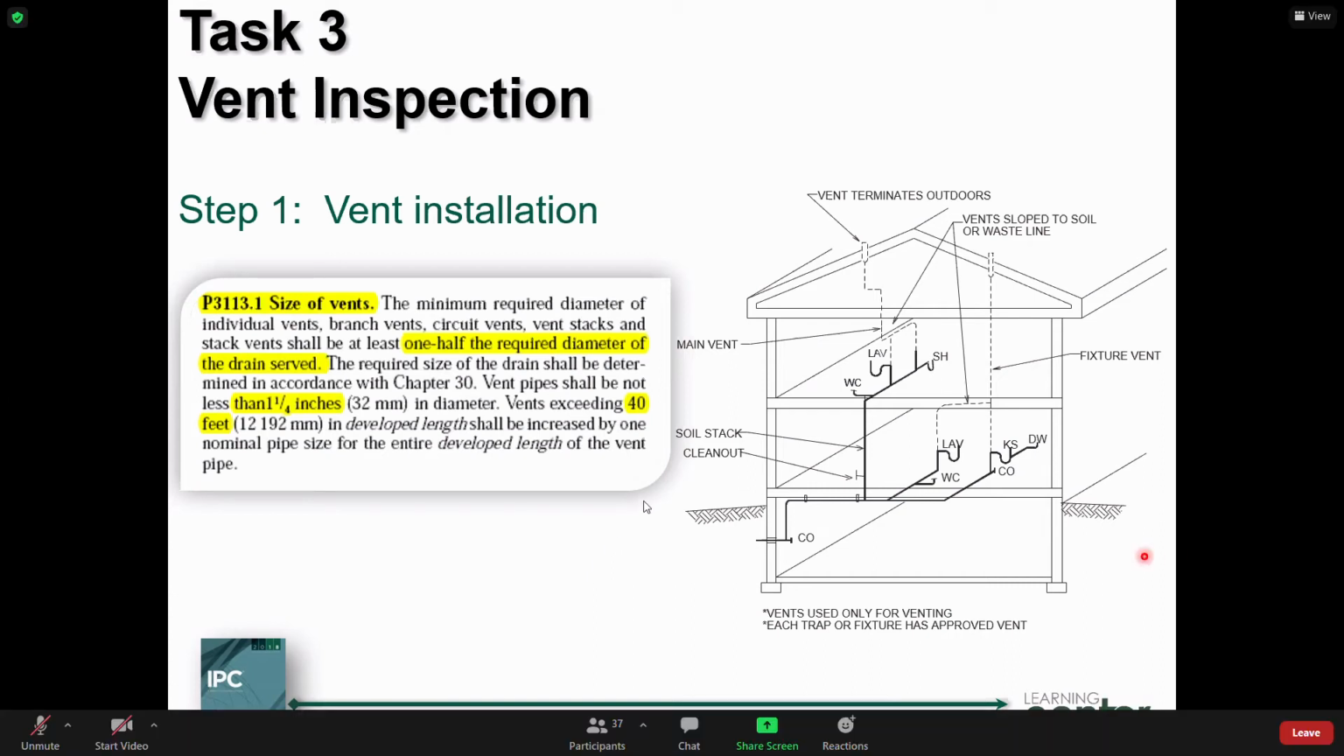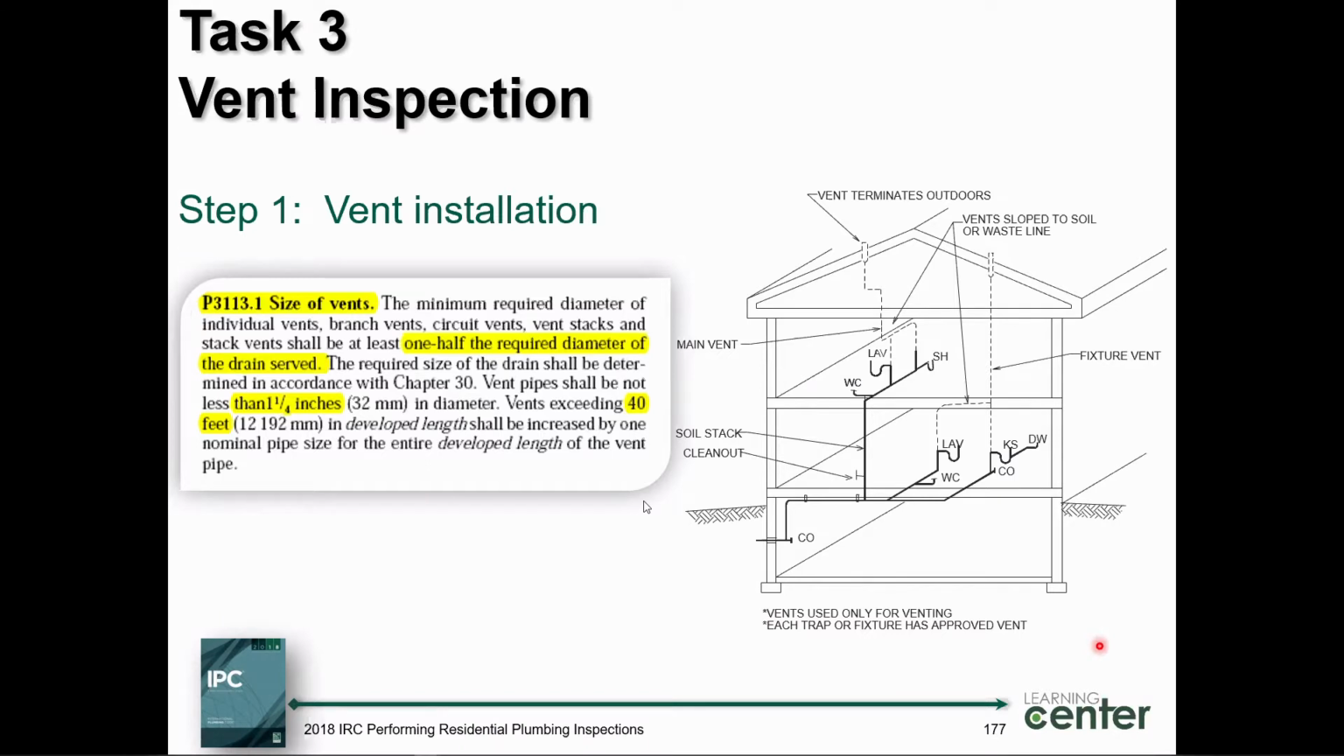I will start here in task 3, vent inspection. Now, the venting we're going to be talking about is dry venting, as you can see here. The first part that I just want you to understand is you need to reference this code section first before we do anything else. It's section 3113.1. It tells us some of the general things we need to know about these vent pipes right here.